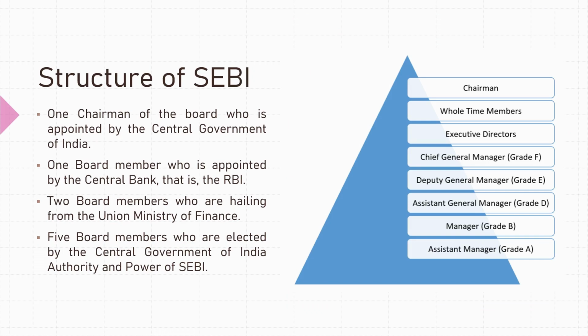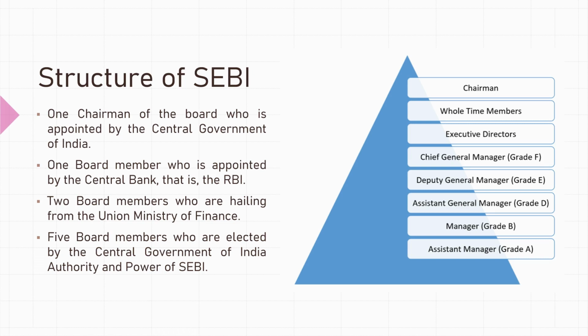So when I talk about SEBI, there are certain key people who are going to be taking the leadership role. So how are these appointed? One is your chairman, that is the topmost authority. For example, in companies we have a CEO. Similar to that, we have one chairman on the board, who is appointed by the central government. So the central government of India appoints that.